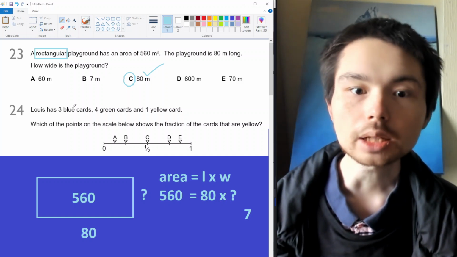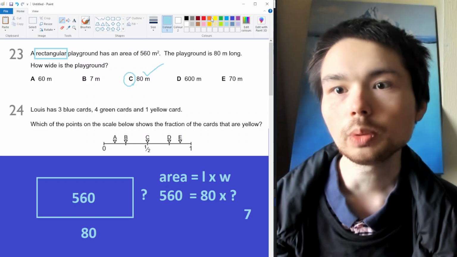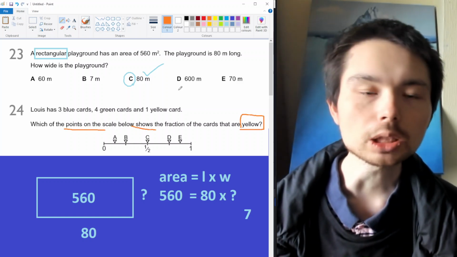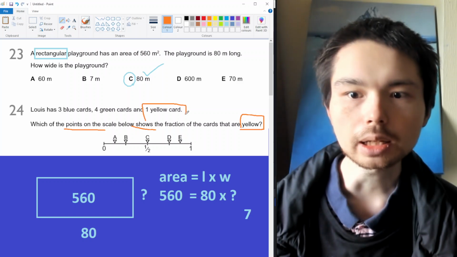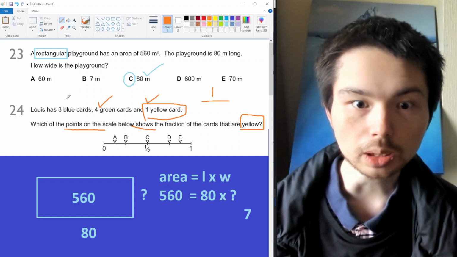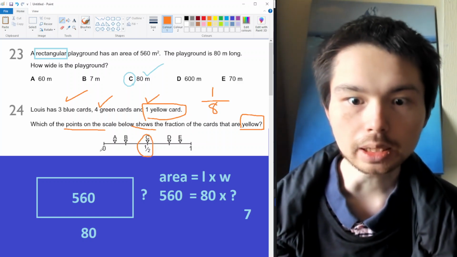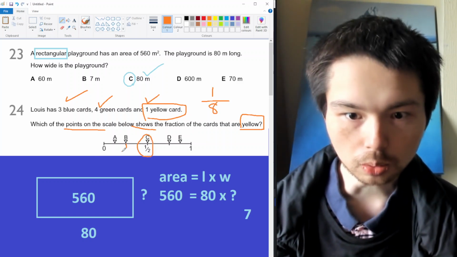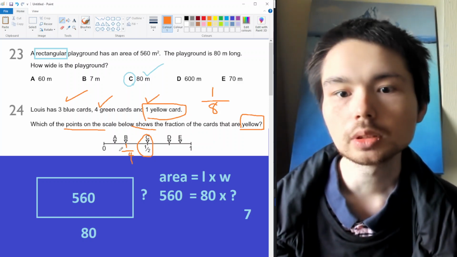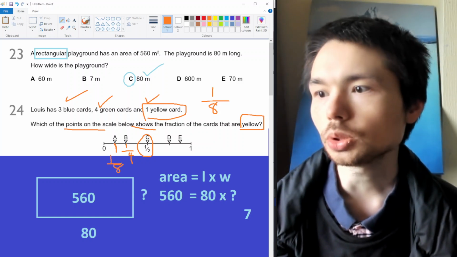Lewis has 3 blue cards, 4 green cards, 1 yellow card. Which point on the scale shows the fraction of yellow? Very similar to question 22. Look at this bit, yellow. 1 out of what? The total, which is what? 1 plus 4 plus 3, which is 8. Half is in the middle. Well, where is 1/8? It's over here. But look at B. That's a quarter, because that's half of a half, which is a quarter. And then half of that, which will be here, 1 over 8. Good.